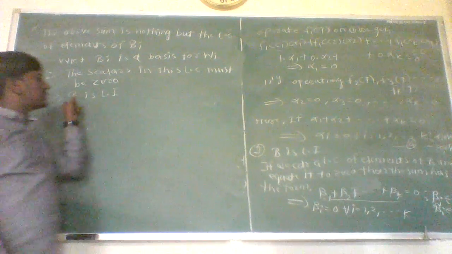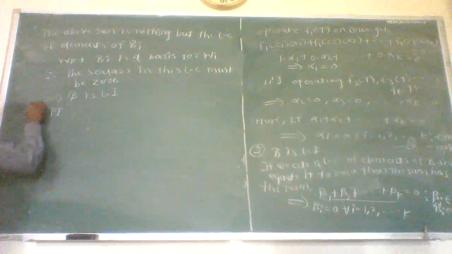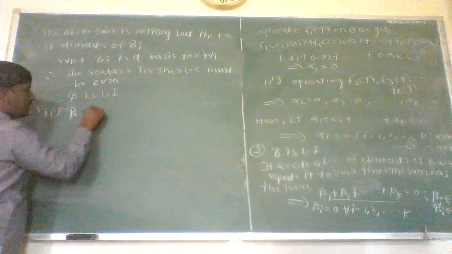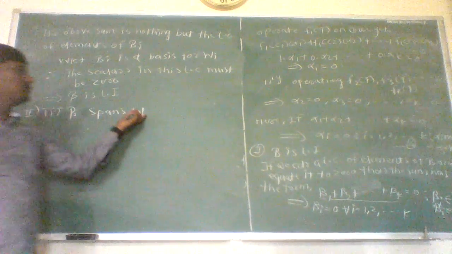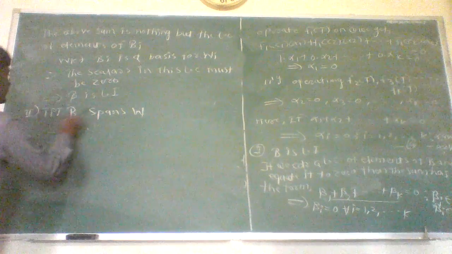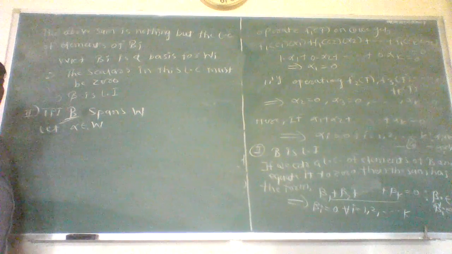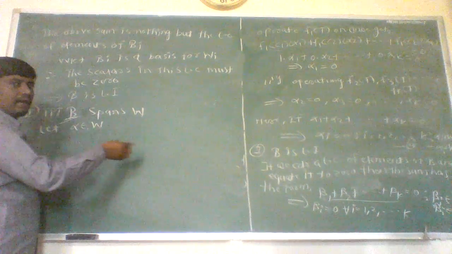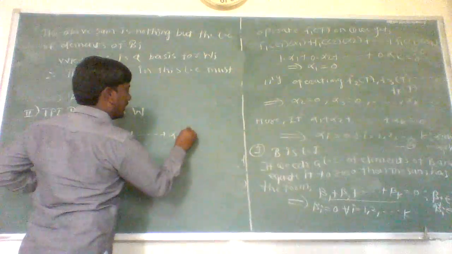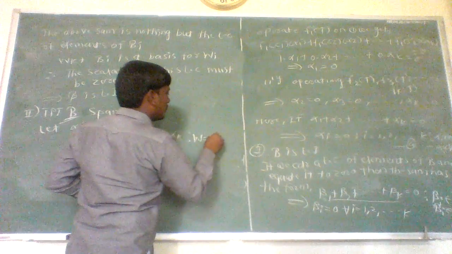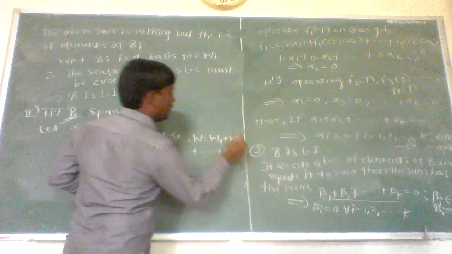Now it remains to prove that this curly B spans the space W. That is the second condition: we have to prove that curly B spans W. Spans means that if we take any element alpha belonging to W, then it can be expressed as a linear combination of its basis elements. Let alpha belong to W. As W is nothing but W1 plus W2 plus up to Wk, this alpha can be written as alpha 1 plus alpha 2 plus up to alpha k.